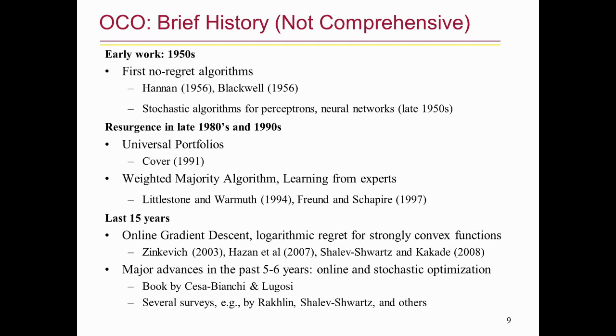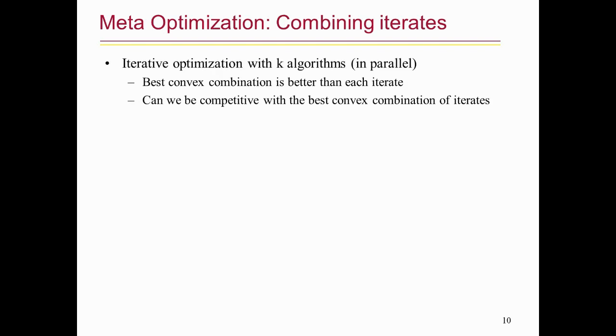These threads have been very nicely tied together. There is now a book by Cesa-Bianchi and Lugosi, which I think came out in 2006, so it covers much of the historical development. There have been several surveys and tutorial talks by several people in the last few years. So if you get interested in the area of online optimization or stochastic optimization, there's plenty of material out there for you to look up. All right, so I'll sort of wrap up and get into the details of the portfolio selection example with a specific application.